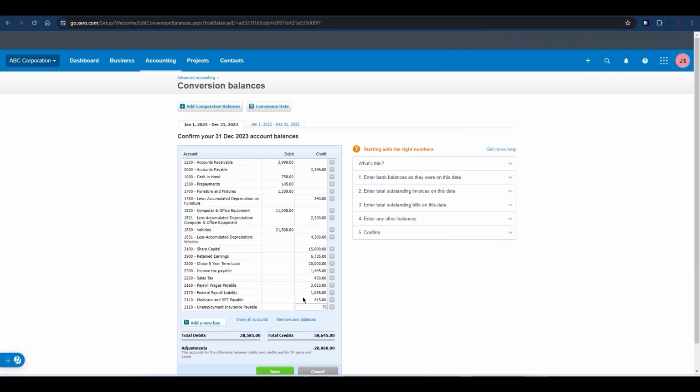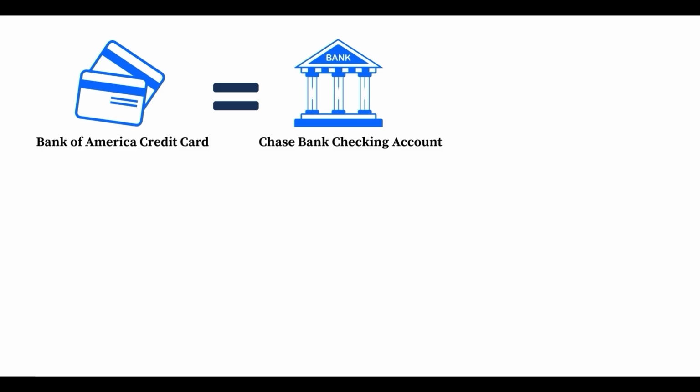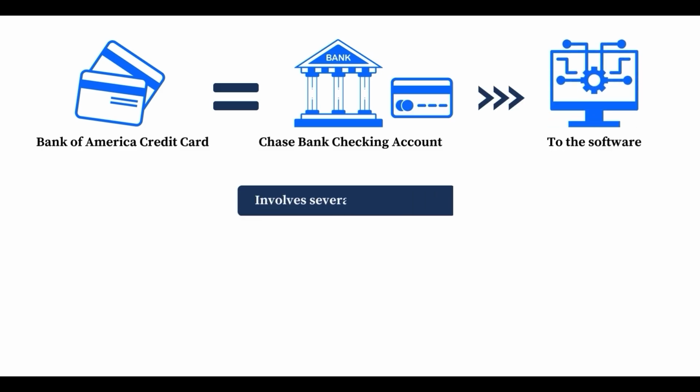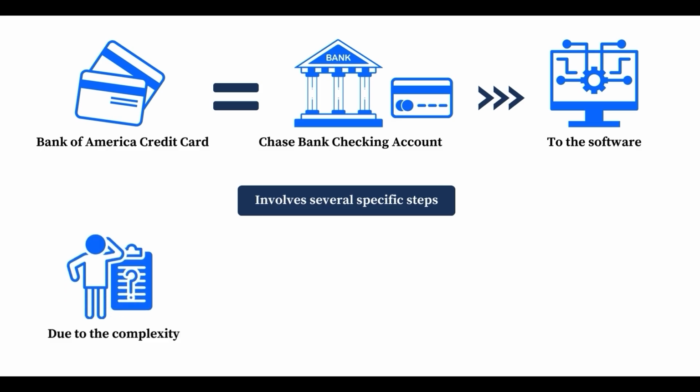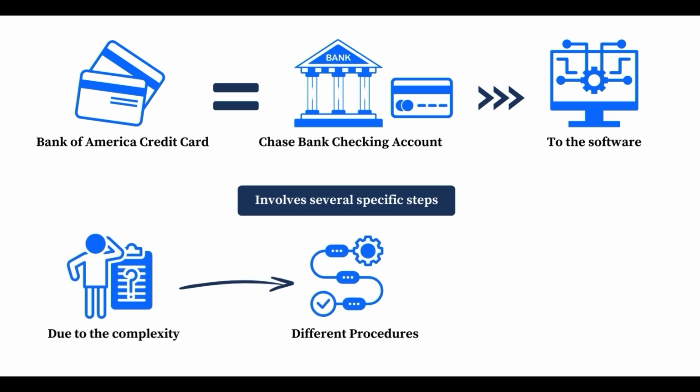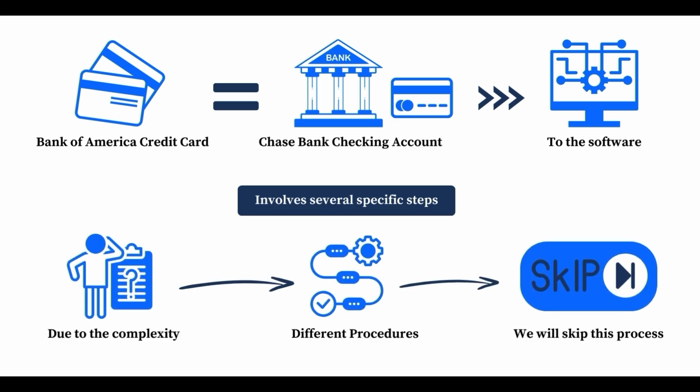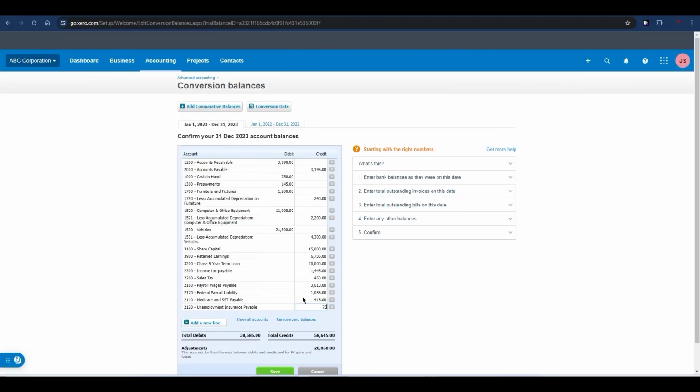Finally, we need to address the Bank of America credit card account. Similar to the Chase Bank checking account, this requires linking the credit card to the software, which involves several specific steps. Due to the complexity and different procedures required for this task, we will skip this process for now and handle it later in this chapter. So far, we have successfully entered all the opening balance items except for the bank balance, inventory, fixed assets, and credit card balance, which we will address later.